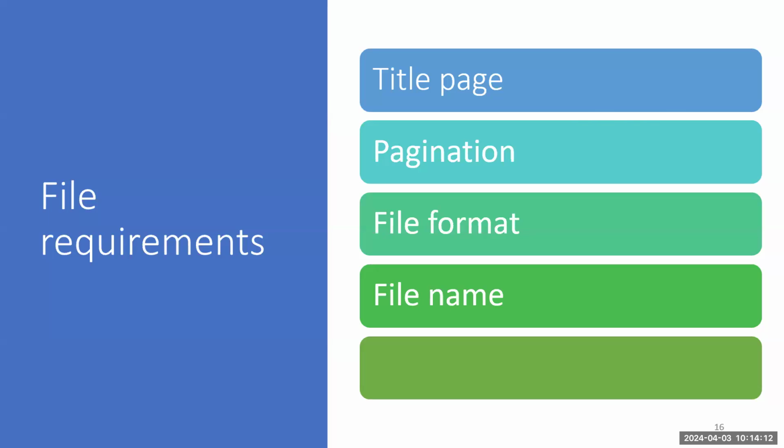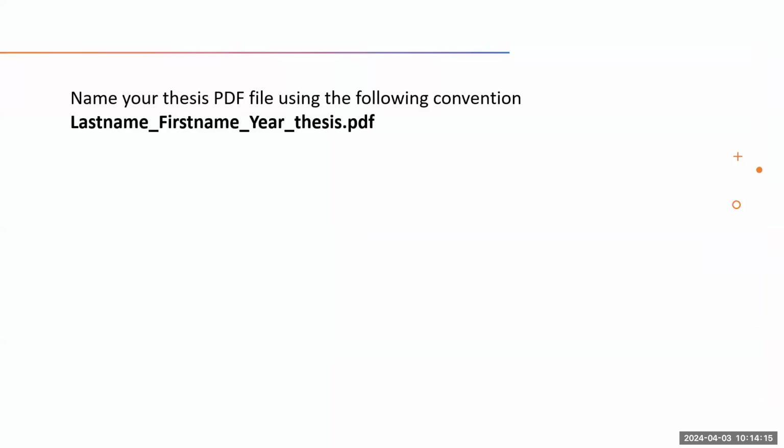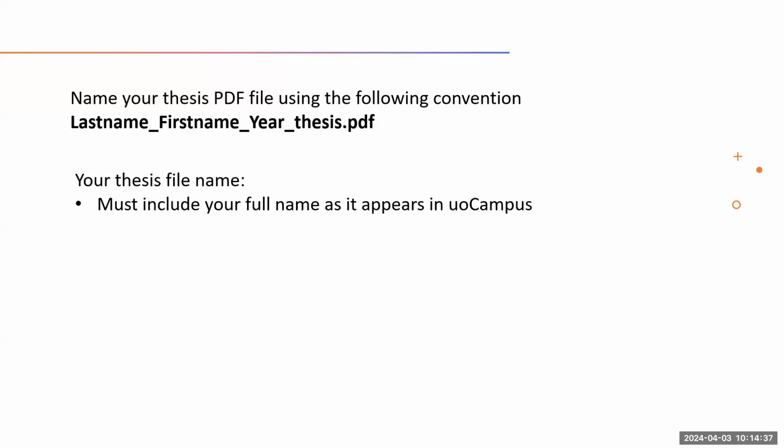Next, we have the file name. There is a specific file naming convention that must be followed for your PDF file. As we mentioned, this is a really important part for that Library and Archives Canada program. It should appear as last name underscore first name underscore year underscore thesis dot PDF. Again, your thesis file name must include your full name as it appears in UO Campus. So if you wish to change how it appears, you must contact the registrar through InfoService.